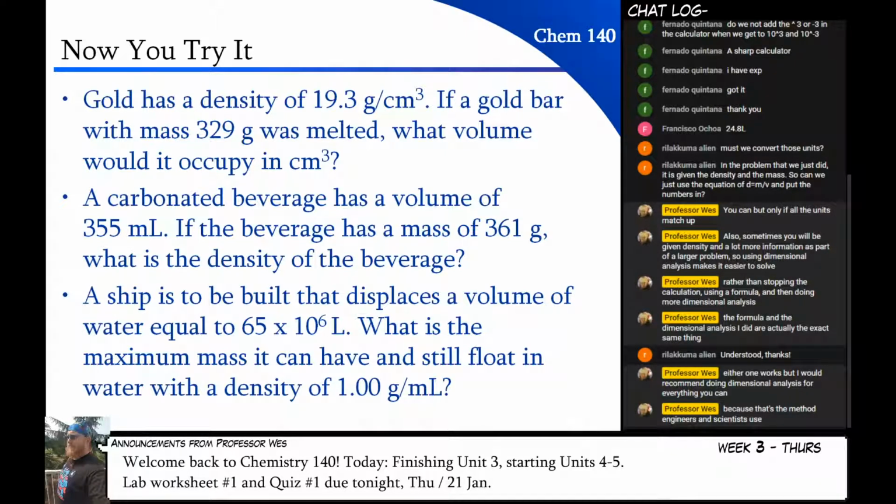The boat has a volume of 65 times 10 to the 6 liters. What's the maximum mass it can have and still float in water if the water's density is 1 gram per milliliter? Remember how floating works. You have to have a density less than that of the water. So find out what would give you a density of 1 gram per milliliter, and then say, oh, I just need to be under this. Okay? So there's 3 problems for you to try.